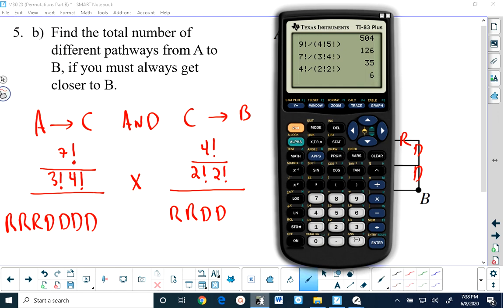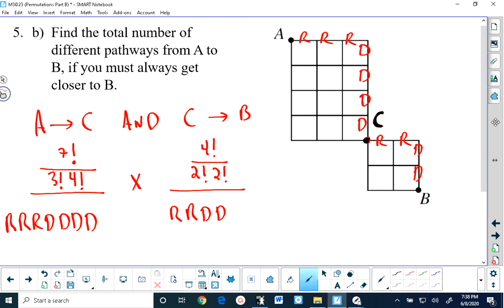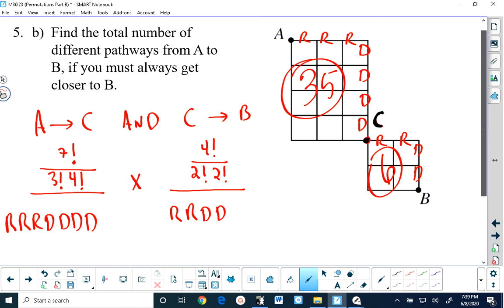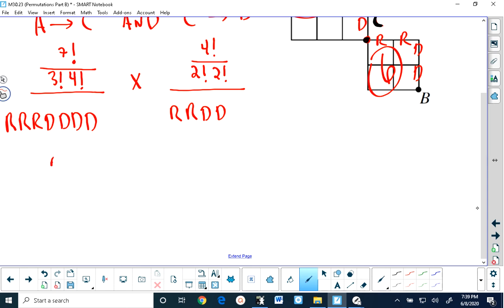So we have 35 ways to go from A to C. And we have 6 ways to go from C to B. So if Bobby Bear had 35 different shirts and 6 different pairs of pants, you would multiply those numbers together to get the number of outfits. We're not multiplying shirts and pants, we're multiplying pathways and pathways. Bottom line here is we're going to have 35 multiplied by 6, which gives 210. So there are 210 pathways.